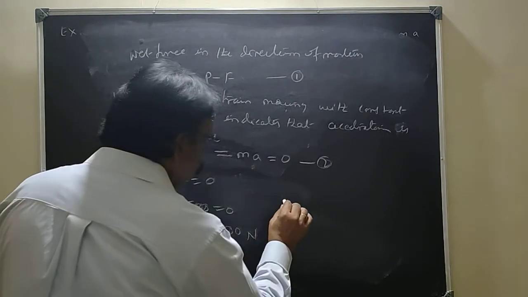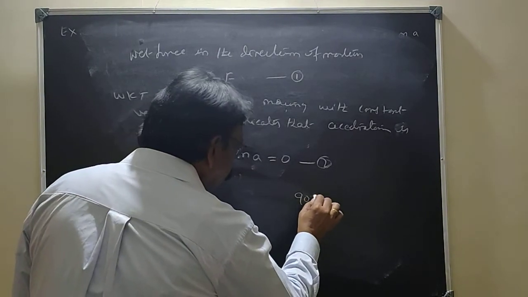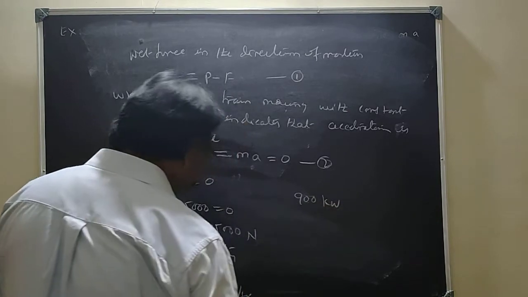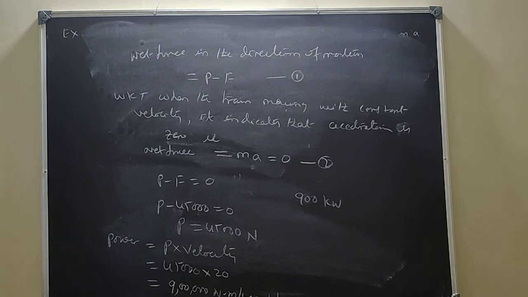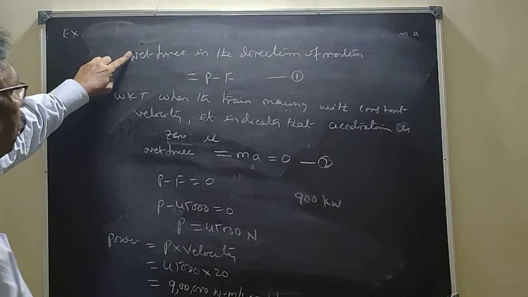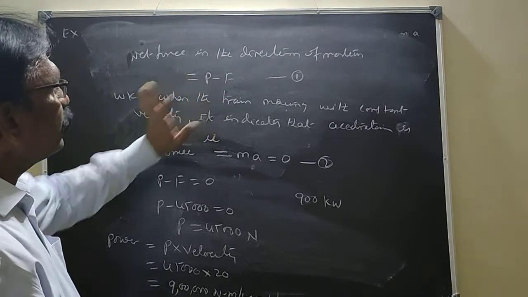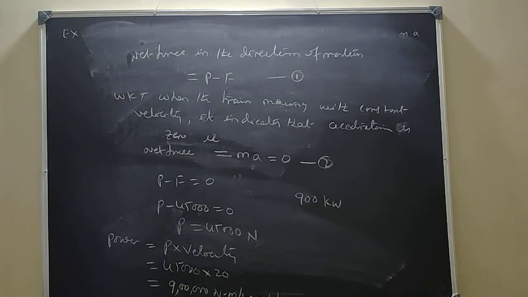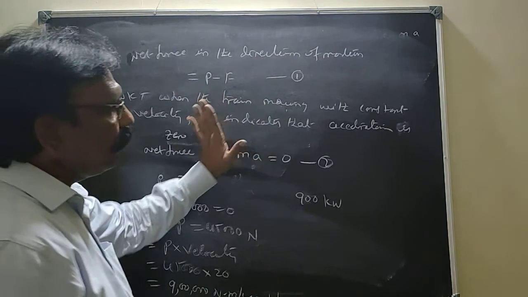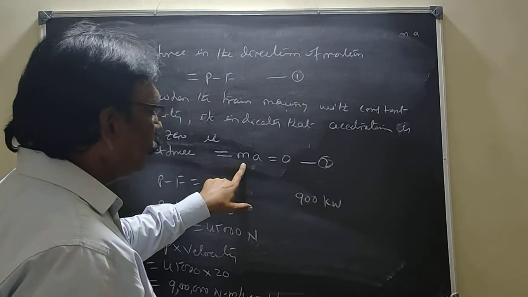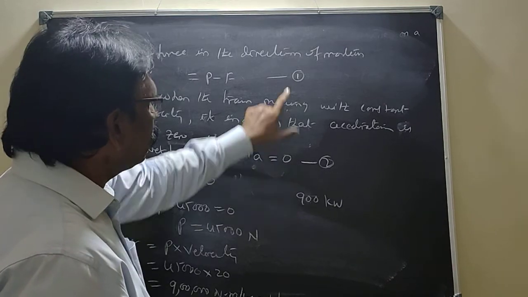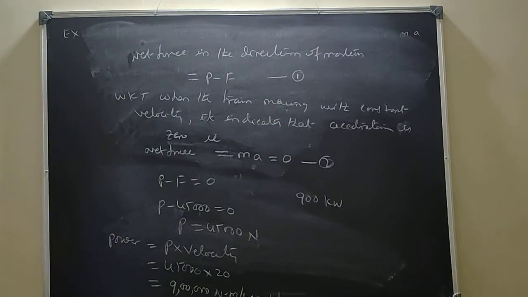So this will be equal to 900 kilowatt. So how can one calculate? The net force is equal to the force exerted by the engine minus the resistance. That will be the net force. As this train is going with a uniform velocity, it indicates that acceleration is zero. So the net force must be equal to zero, that means ma must be equal to zero. Equating 1 and 2, you will get the power exerted by the engine.